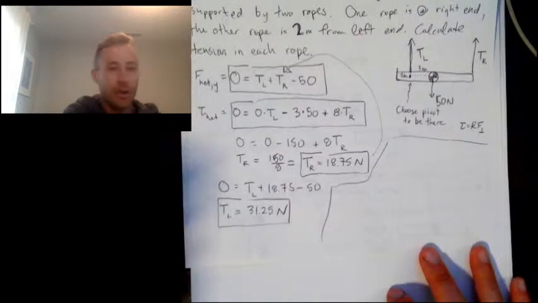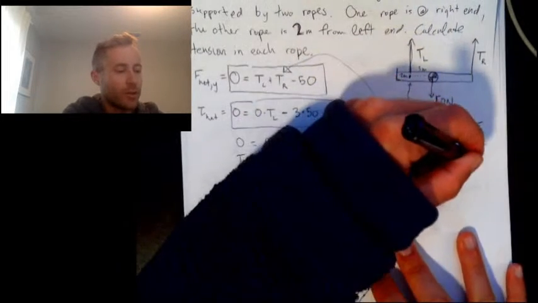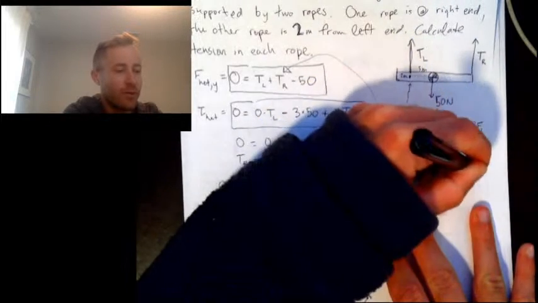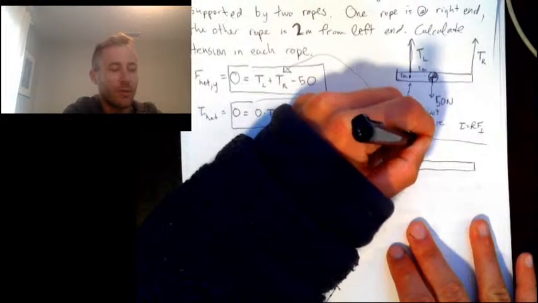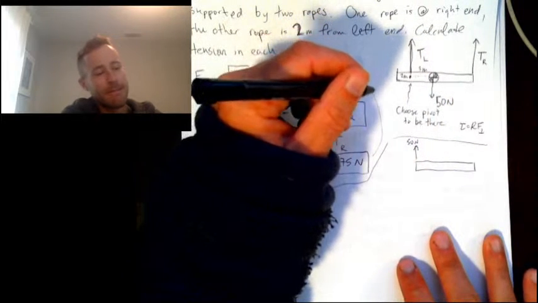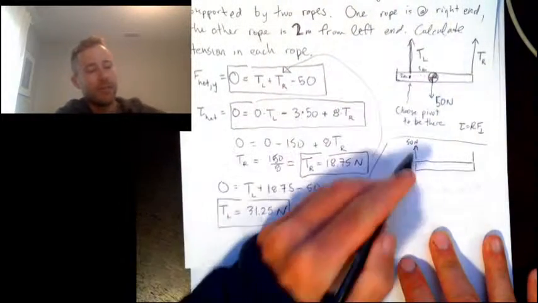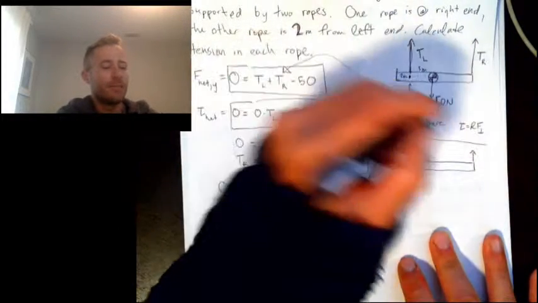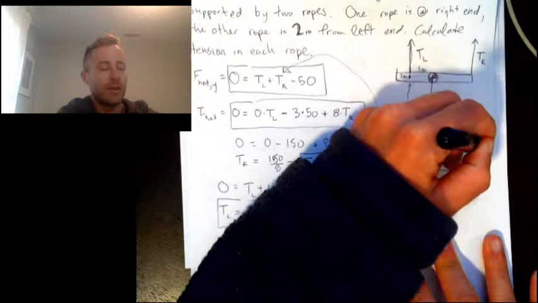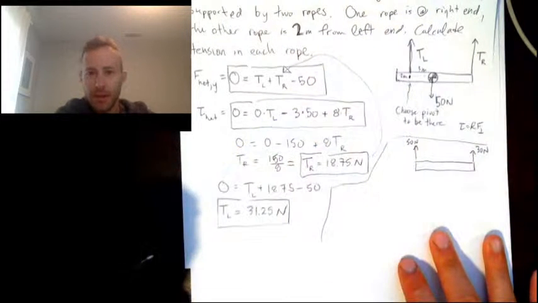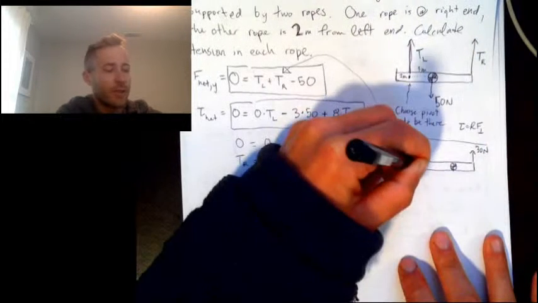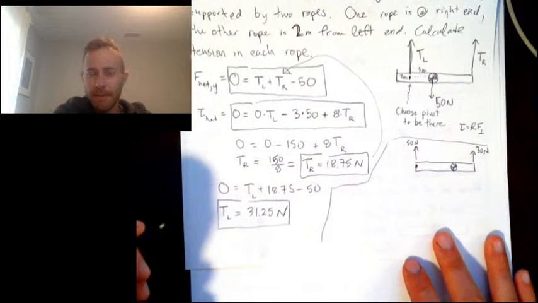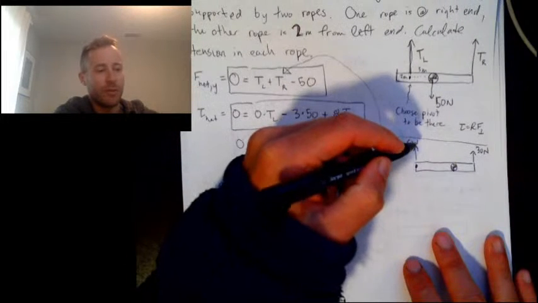Sometimes the center of mass is at an unknown location. So what if you didn't know where the center of mass was? For example, what if you had a 50 Newton force going up right here, and let's say a 30 Newton force going up here, and you don't know where the center of mass is. I'm going to take my pivot to be right there, so that this 50 Newton force exerts no torque.